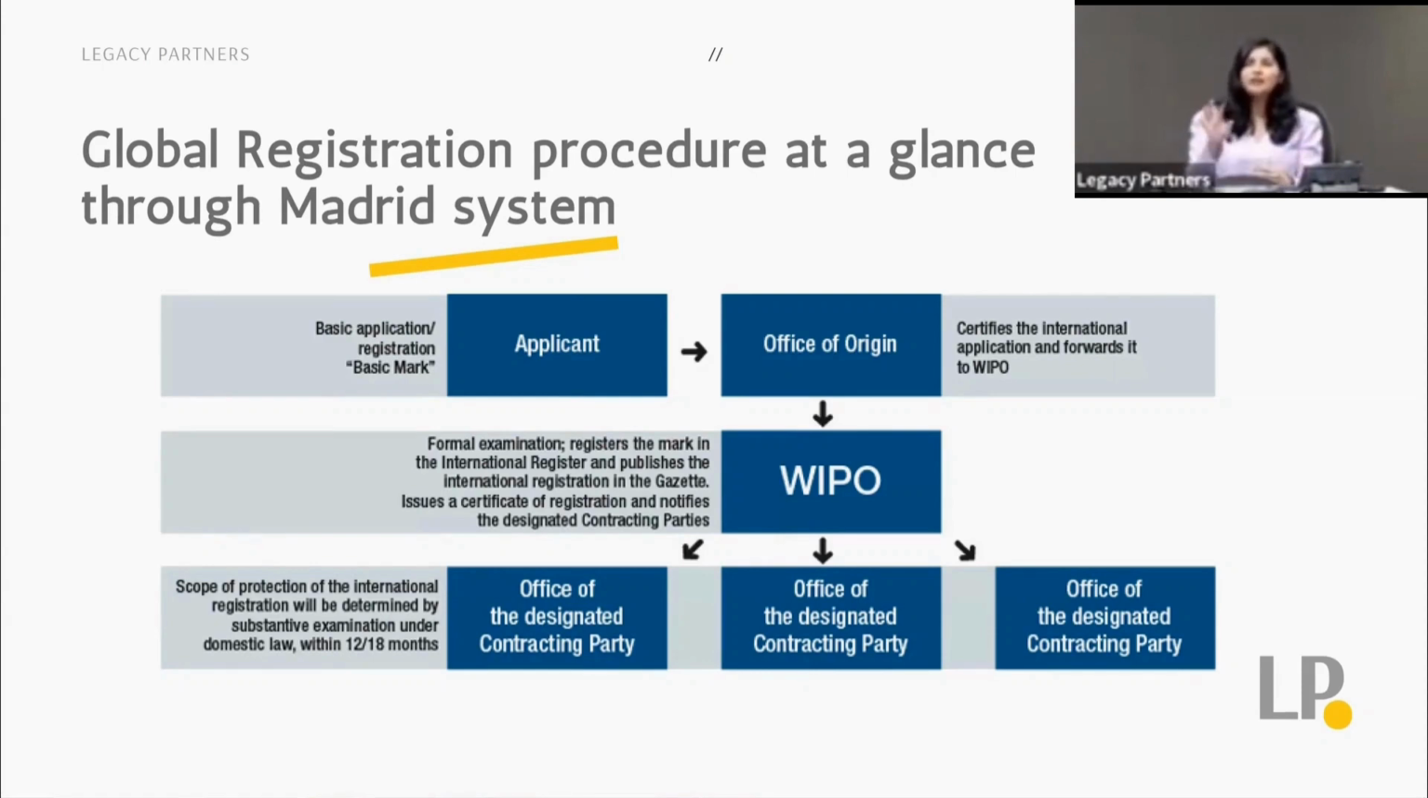You would have to pay nominal handling fees, I think, to the office of origin. Once the office of origin receives this, they will cross-verify the details of the international application and the national application, and make sure that all of this is in order. If that is okay and there is no deficiency at that point in time, they will certify that particular international application and forward it to WIPO, the World Intellectual Property Organization. Once it reaches WIPO, you will pay the requisite fees to WIPO directly in Swiss francs for whatever countries you have designated.